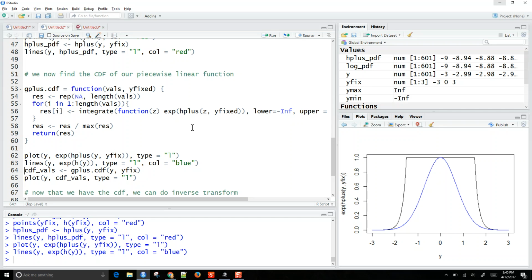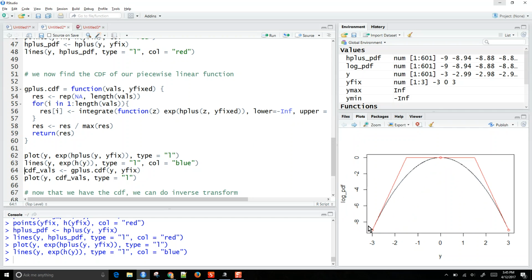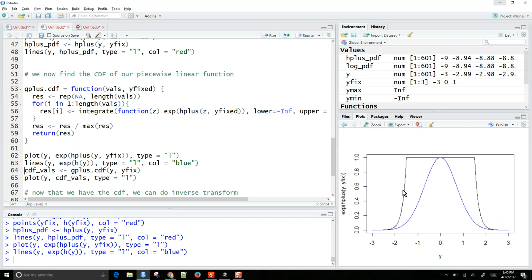Okay, so this is the envelope function for the log PDF, and when we exponentiate that, this is our actual PDF. Because we've been dealing with the log of it, since some of the mathematical properties make it a little easier, when we exponentiate it, this is what that envelope function corresponds to.